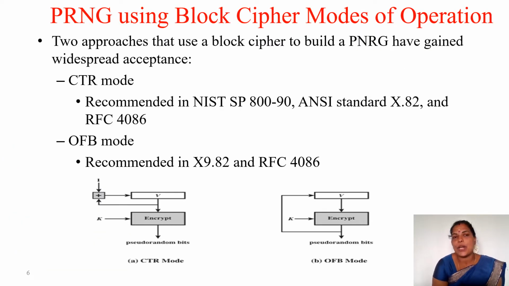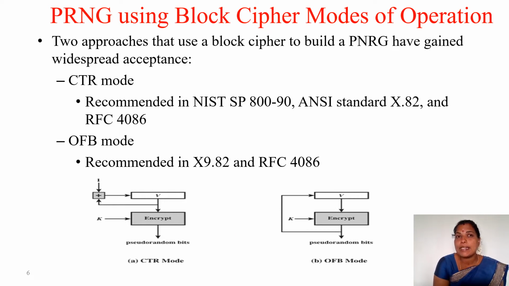Next is the pseudo random number generated using block cipher modes of operation. We have seen some modes of operation, and those modes of operation can also be used to generate pseudo random numbers. Two approaches that use a block cipher to build a pseudo random number generator have gained widespread use: counter mode, and another one is the output feedback mode. We know what is counter mode and what is output feedback mode.